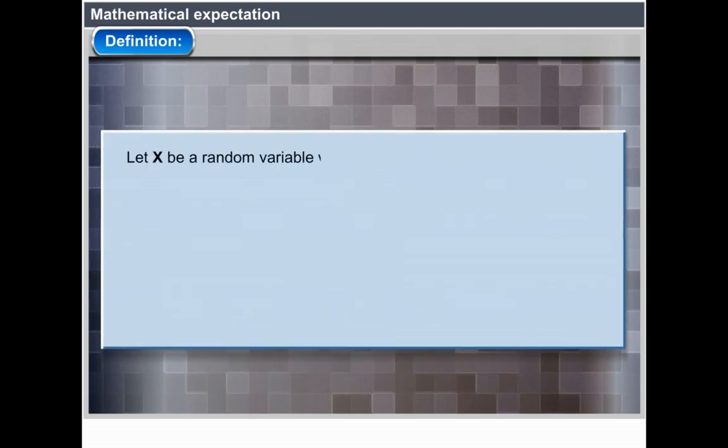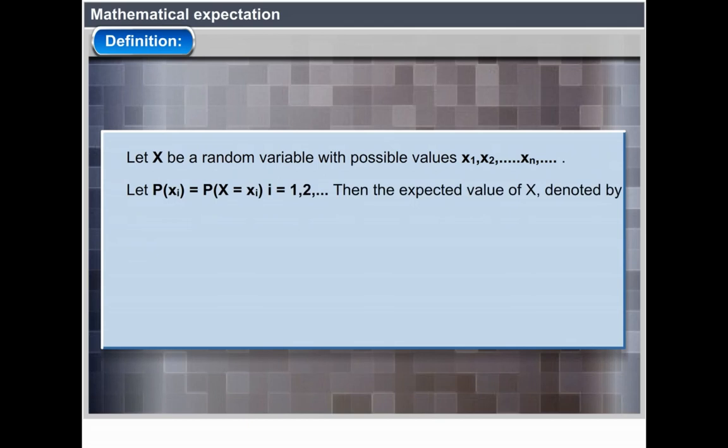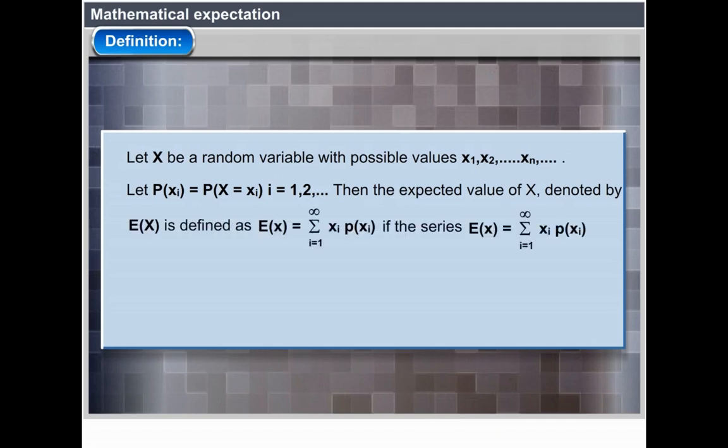Definition. Let X be a random variable with the possible values x1, x2, etc., xn, and so on. Let P of xi equal P of X equal to xi, where i equals 1, 2, etc. Then the expected value of X, denoted by E of X, that is called the expectation of X, is defined as E of X equal to summation i equal to 1 to infinity xi into P of xi.